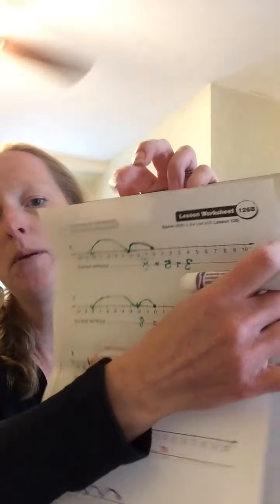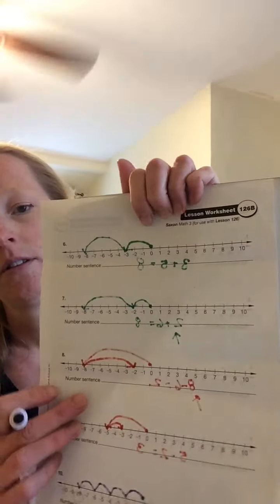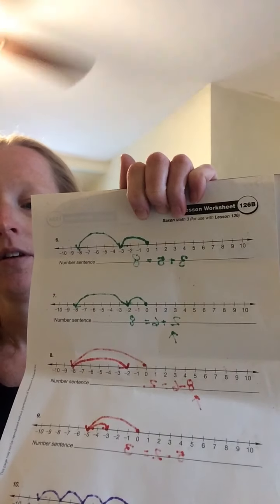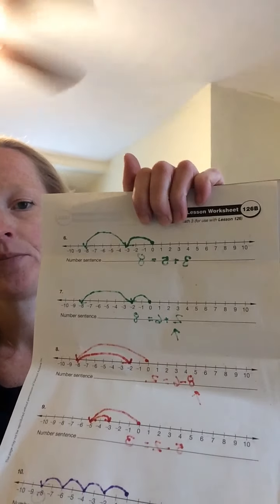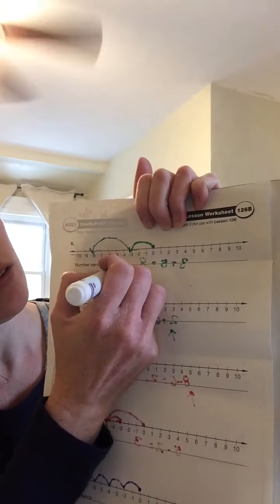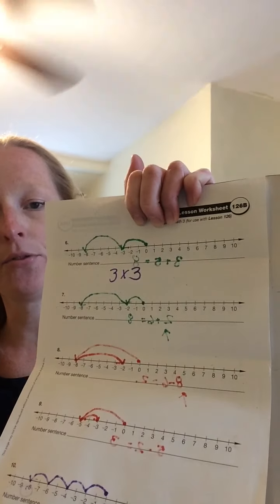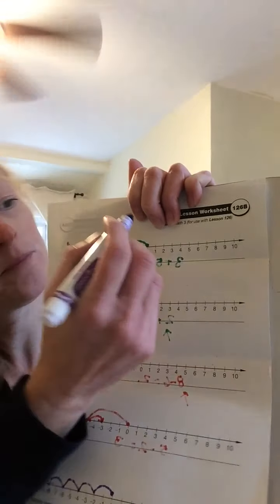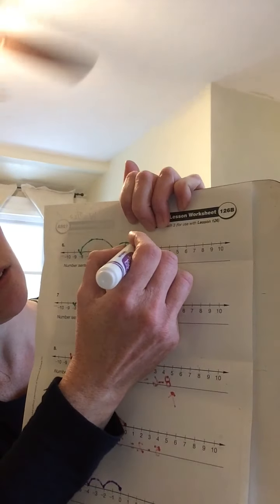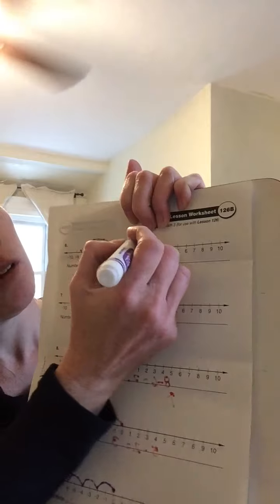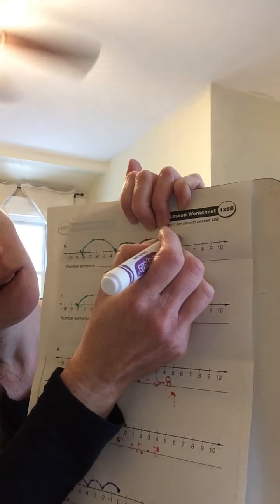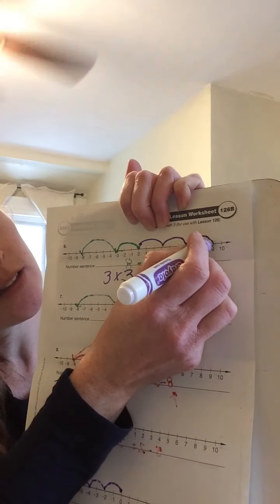All right, I'm going to show you one more multiplication. Oh, my paper bled through. So you're going to have to look through, look for the purple. So this one is going to be 3 times 3. So I have 3 groups of 3. Here I'm going to start at 0. And I'm going to count 3, 6, 9.